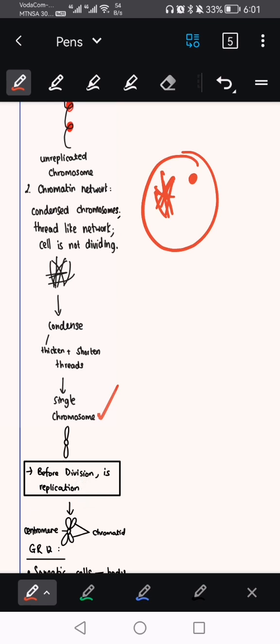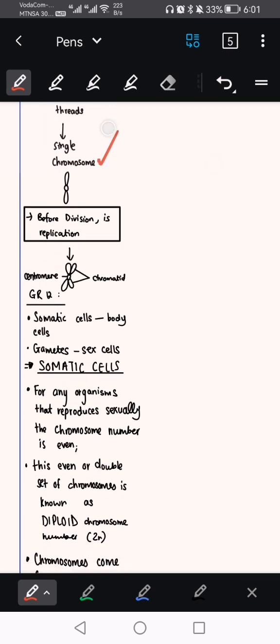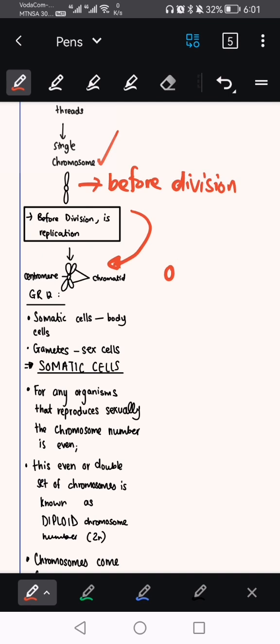But take note, this is how it looks before division. After division, it looks like that. And it's understandable because before division is replication. So basically before division and replication, it looks like that. But once replication takes place, it is going to look like this.